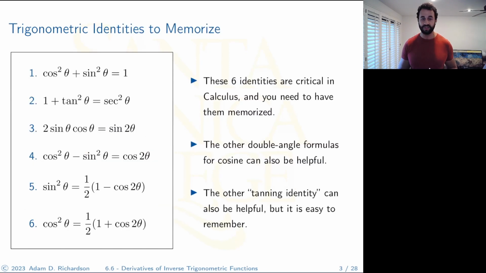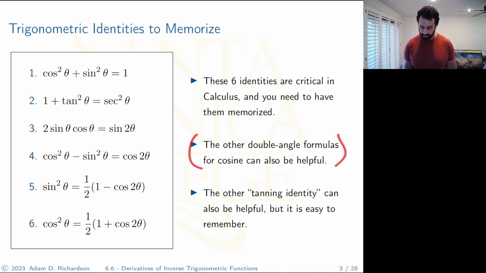All right, so let's start with the trigonometric identities that you need to memorize. So just a refresher, these are the 6 that you need to memorize. The Pythagorean identity, the tangent identities, double angle formulas for both sine and cosine, and then power reducing formulas for both sine and cosine. So make sure you have these 6 memorized because you're going to use them nonstop in calculus. You're going to use them just all the time.